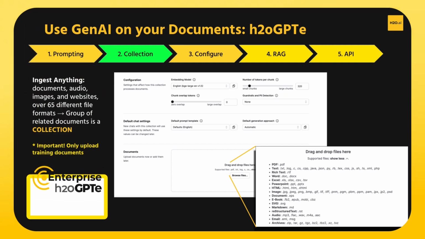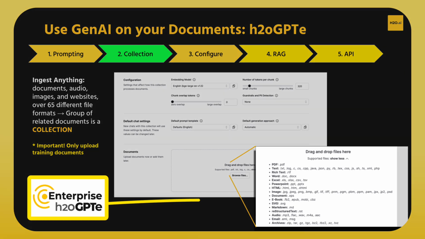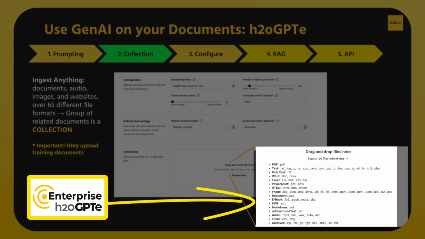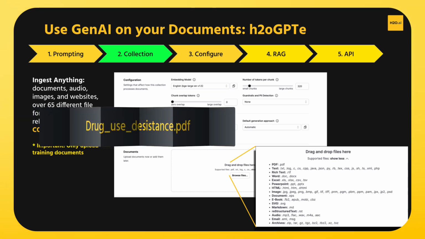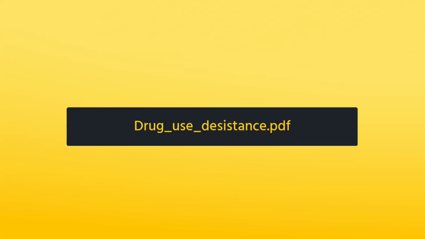H2O GPT-E supports a wide range of file types, not just PDFs or Word documents, but also multimedia files like audio and images. This flexibility ensures you can leverage the AI effectively for even the most specific use cases. In this example, we will create a new collection and upload a file called drug_use_desistance.pdf.